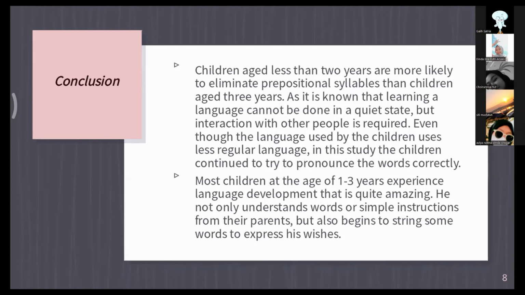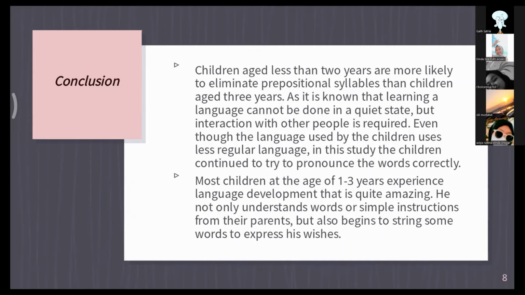Okay, the last is the conclusion. Children aged less than 2 years are more likely to eliminate proportional syllables than children aged 3 years. As it is known, learning a language cannot be done in a quiet state, but interaction with other people is required. Even though the language used by the children is less regular, in the study the children continue to try to pronounce the words correctly.